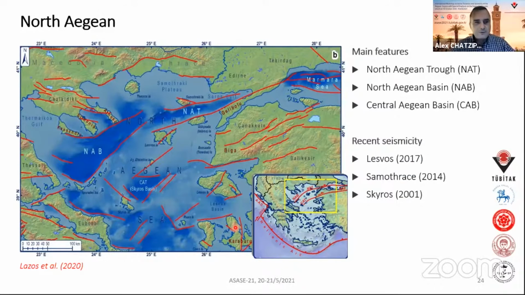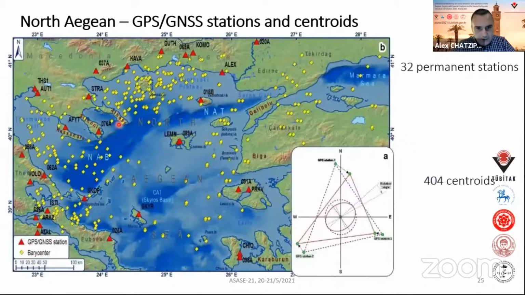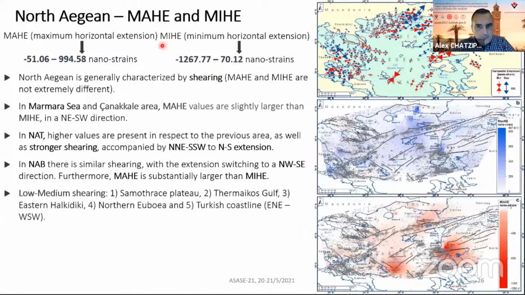And another example from North Aegean, which is a well-known area. This has some interesting features. The main one is that it is mostly covered by sea, so the distribution of stations is not very good. Again, with the available data, there were 32 permanent stations and 404 centroids, again using the triangulation method. And this shows again some interesting results. I'm going to go through a bit quickly because time's running out.